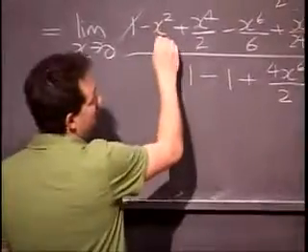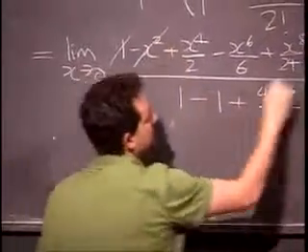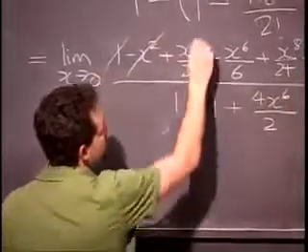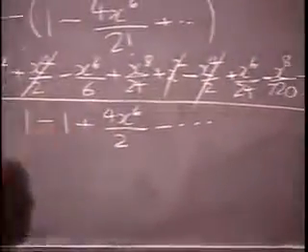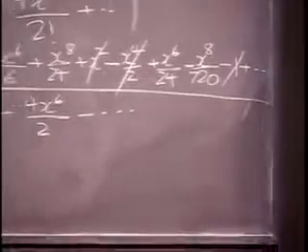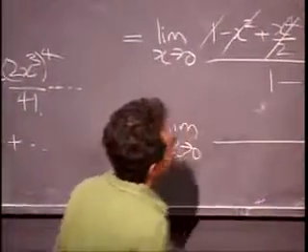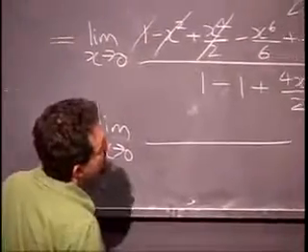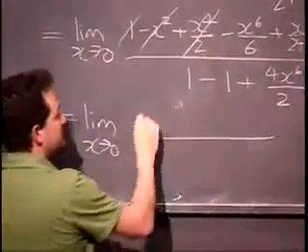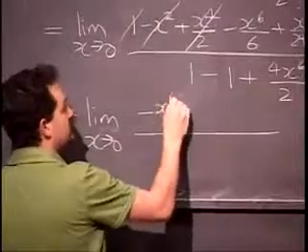The x squared goes away. The x to the 4th over 2 goes away. But the rest of it won't go away. So I've got on the top x to the 6th over 24 minus x to the 6th over 6, which is minus x to the 6th over 8.